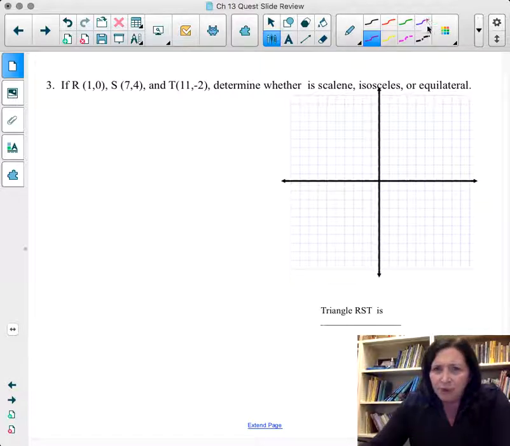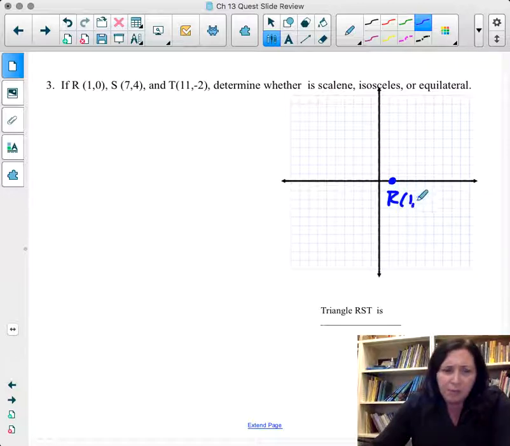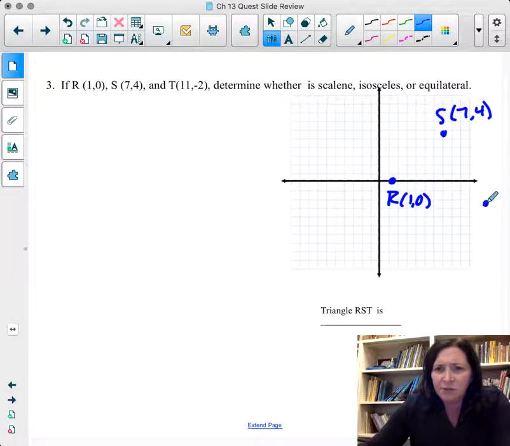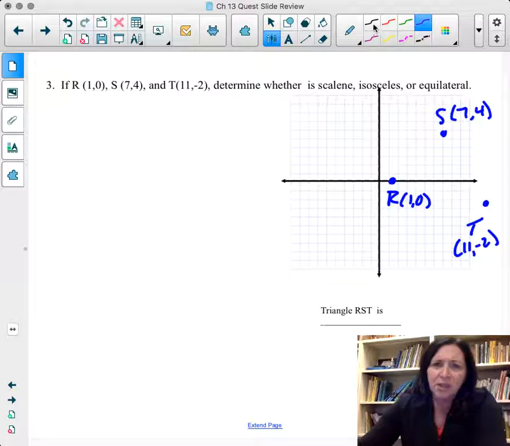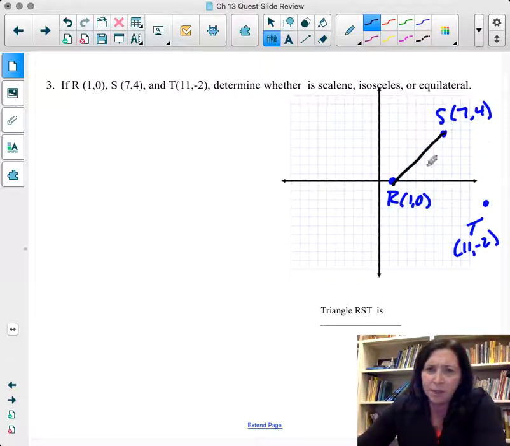So I always like to graph these. I think it helps everybody if you graph. So this is R, and that's going to be (1, 0). We know that S is (7, 4), so over 7, up 4, so we'll say it's about there. And then we have T, which is (11, -2), so that's going to be somewhere down here. And so what they're asking you is, is it scalene, isosceles, or equilateral?